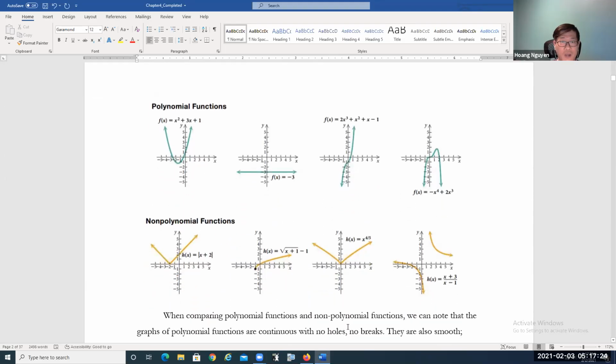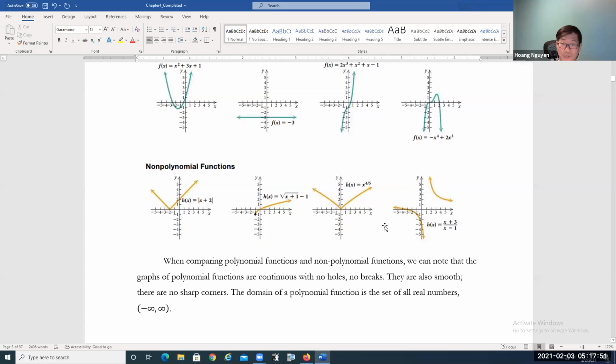Okay, so the next thing we're going to talk about is the different kinds of graphs of polynomial functions. This is the polynomial function. This is an example of some different graphs of polynomial functions. And then this is the graph of a non-polynomial function. Okay, so right here we have 4 examples of different graphs. Those are the graphs of polynomial functions. And for those 4 over here, those are the graphs of non-polynomial functions.